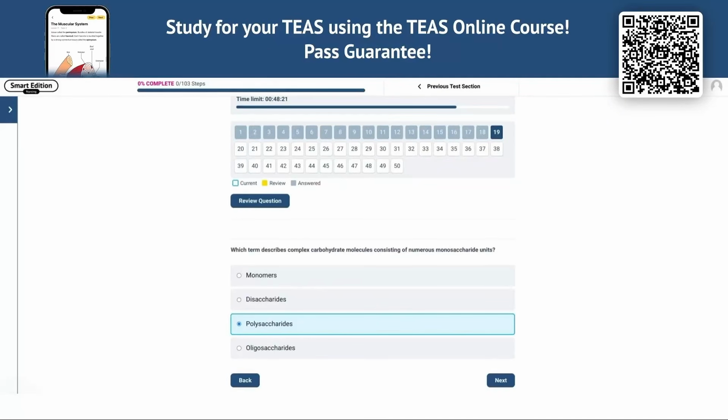So polysaccharides is a complex carbohydrate made up of many monosaccharide units, which is basically what this question is asking. Monosaccharide is a simple sugar, and they're linked together. Polysaccharides can be very large molecules and include substances like starch, glycogen, and cellulose, which are important for energy storage and structural support in organisms. So let's talk about why the other options are not correct here.